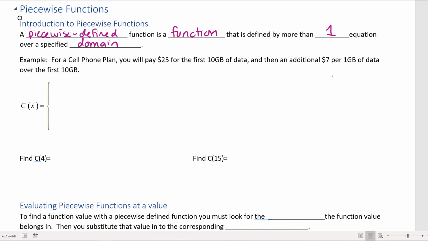So for example, let's say you have a cell phone plan where you pay $25 for the first 10 gigabytes of data, and then an additional $7 per gigabyte of data over that first 10 gigabytes. So there are two different rates going on depending on how much data you use. If you use less than or equal to 10 gigabytes, and we're going to let x equal the number of gigabytes of data that you use in a specific month, okay?